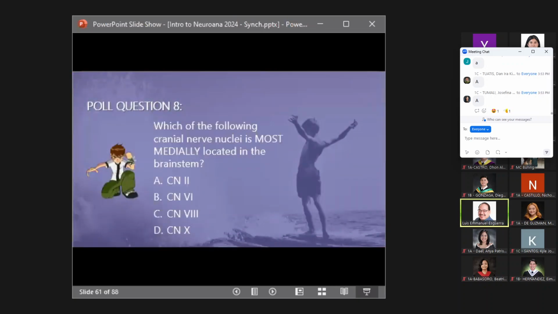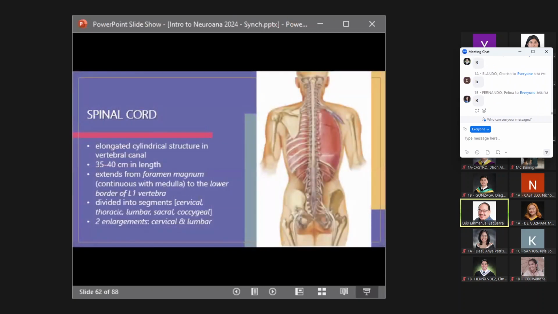Okay. Which of the following cranial nerve nuclei is most medially located in the brainstem? So in the brainstem, it's 3, 4, 6, and 12. So which one of those? So, letter B. Correct. Letter B. Now, oops, time na. You have HLC already.